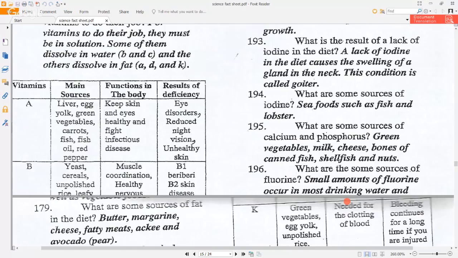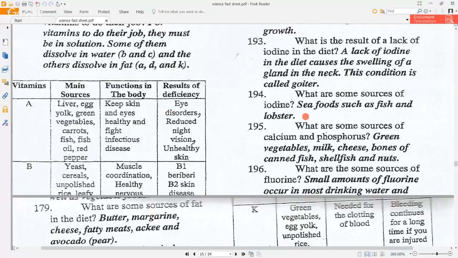What is the result of a lack of iodine in the body? A lack of iodine in the diet causes swelling of the gland in the neck. This condition is called goiter. What are some of the sources of iodine? Well, some sources of iodine include seafoods such as fish and lobster.